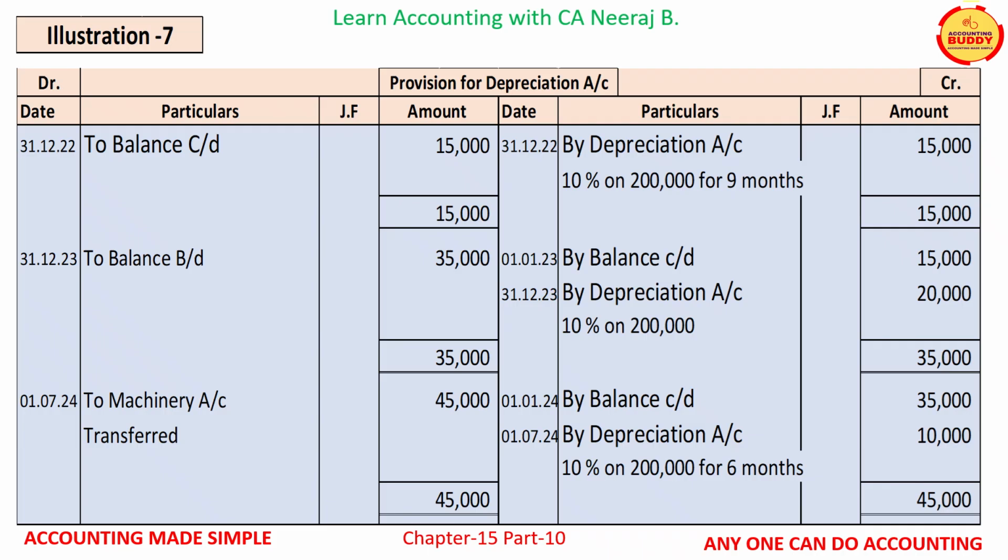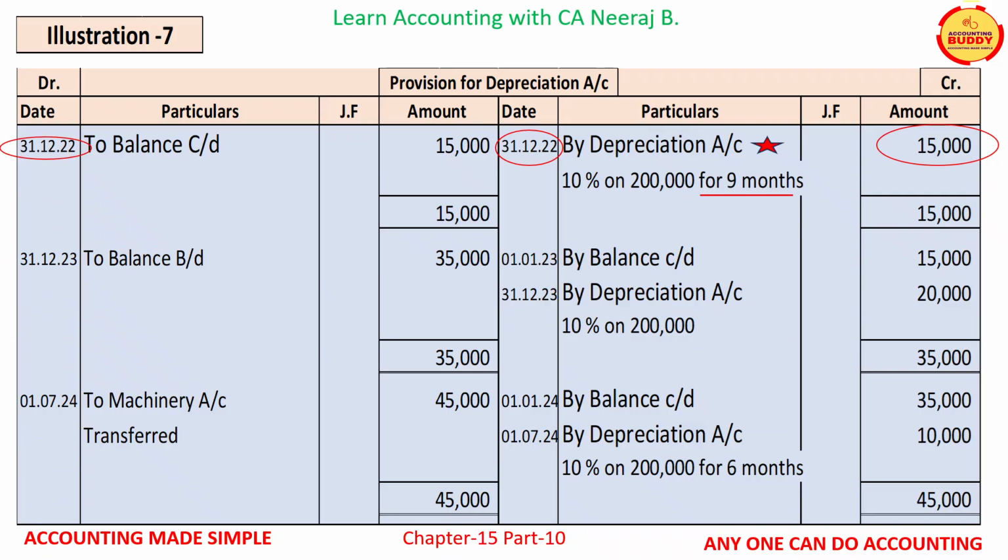Provision for depreciation ledger account is displayed on your screens. On 31st December 2022, $15,000 will be posted on the credit side of the provision for depreciation account by writing the words by depreciation account under the particulars column. Depreciation for the financial year 2022 is provided for 9 months at the rate of 10% per annum.